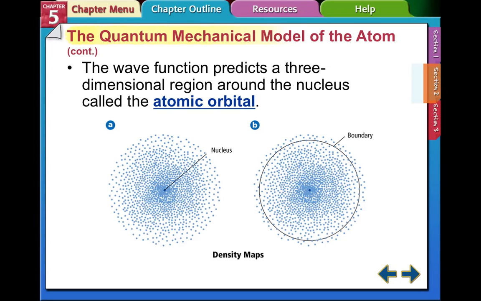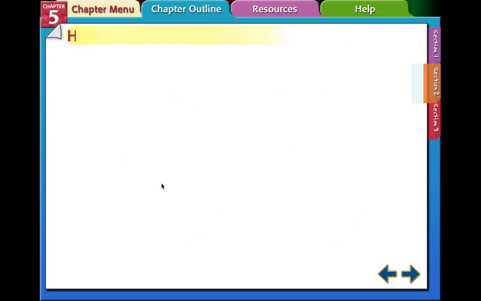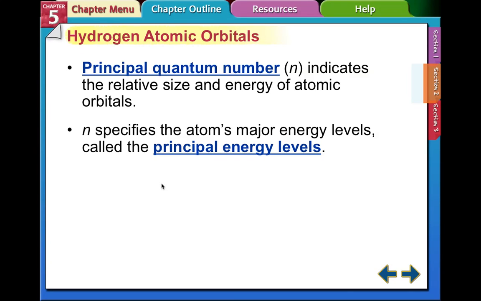Okay, the wave function predicts a three-dimensional region around the nucleus called the atomic orbital. So you can see down here where all these blue dots are concentrated. Each of these blue dots would be a spot where an electron could be, and you can see as you get away from the nucleus, it becomes less and less concentrated. So they are predicting that the electrons are going to be located around the nucleus, which today we find to be true. Okay, so we're around the nucleus. They have started labeling those as orbitals.